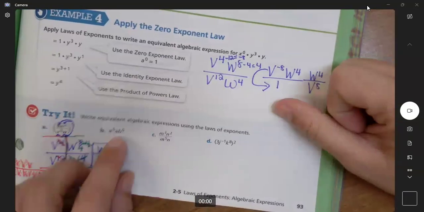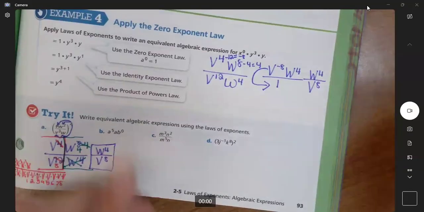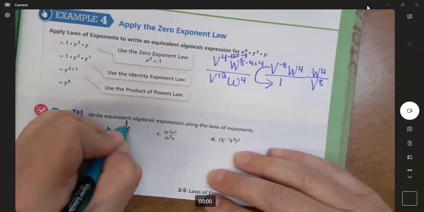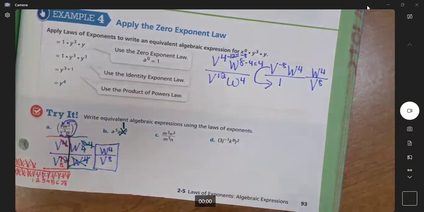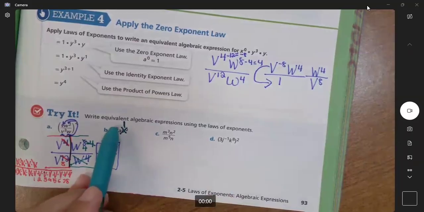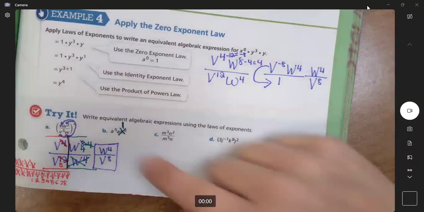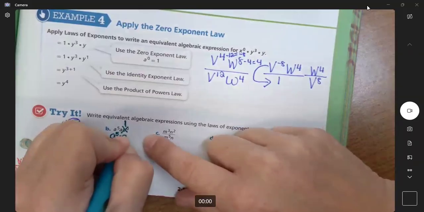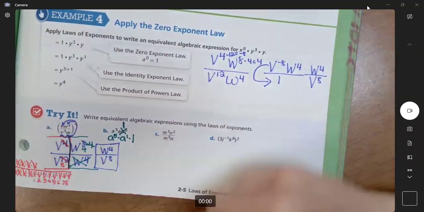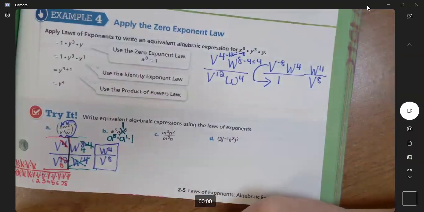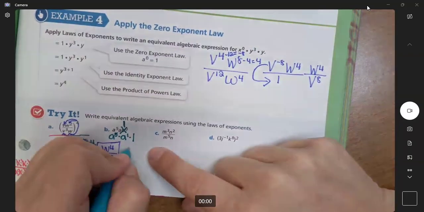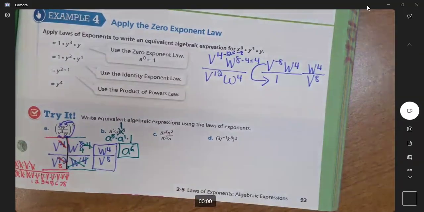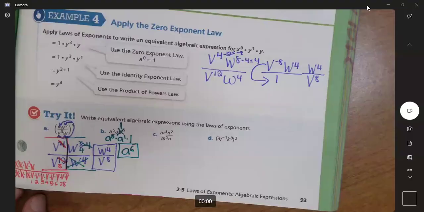Let's look at B. Anything to the 0 power is 1. So we're just going to make that a 1 right off the bat because I don't want to deal with it. And now all we have is a to the 5th times a. I'm going to squeeze it right here. A to the 5th times a to the 1st times 1. Well, what's a to the 5th times a to the 1st? And we're done. We did it. 5 plus 1 is 6.